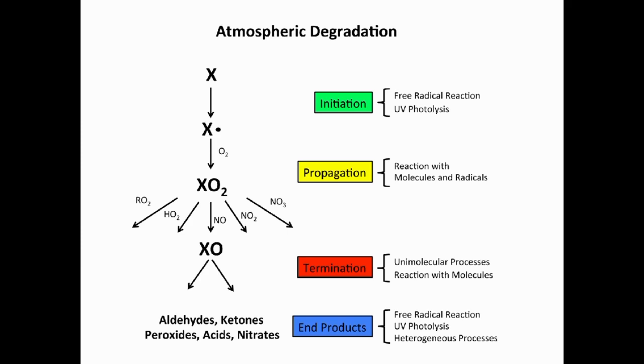So termination is normally when something forms a stable product, and these stable products, if they have long lifetimes because they're stable, can be lost from the system. So it's the death of radicals and the loss of the chemical reactants from the system.